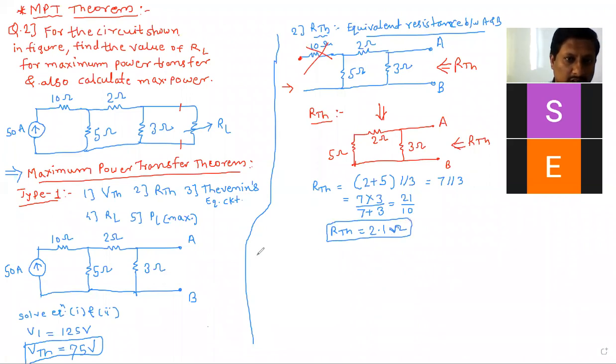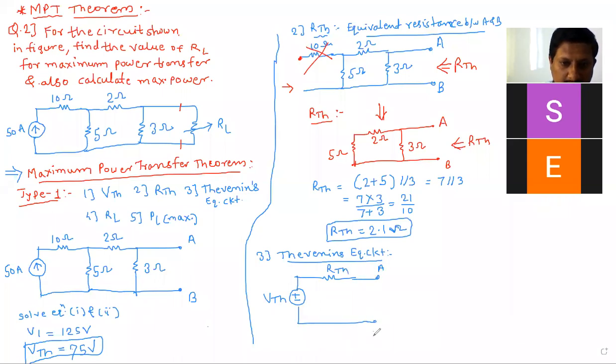So next, we have to draw the Thevenin's equivalent circuit along with RL. So this is plus minus VTH. This is RTH. This is the A terminal, this is the B terminal. And we have to connect the variable load resistor, and that value we have to find out. So what is VTH here? What answer did you get for VTH? You can note it down here. That is 75 volt. RTH we got 2.1 ohm. So this is Thevenin's equivalent circuit.